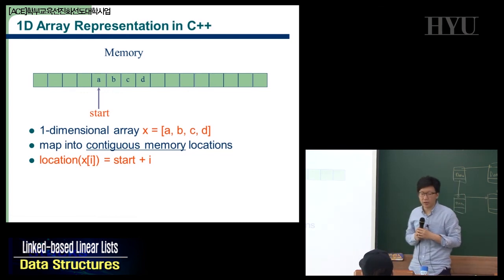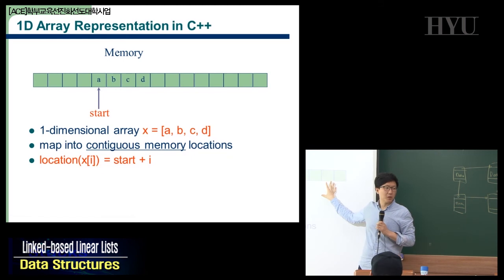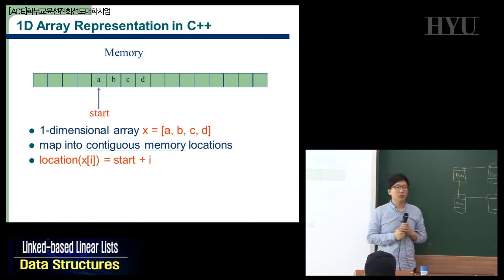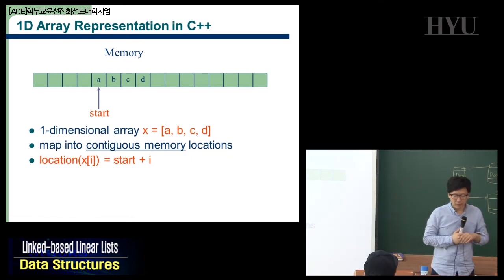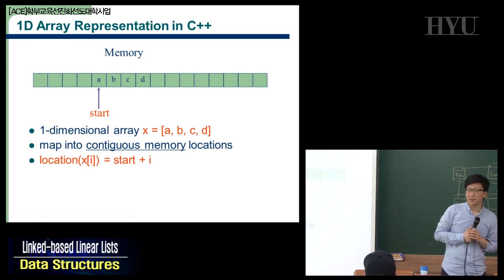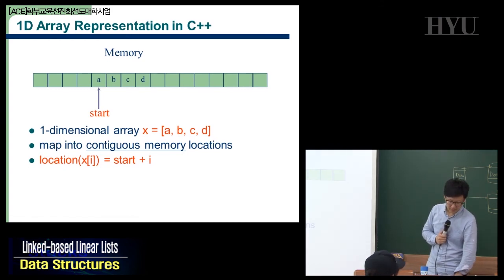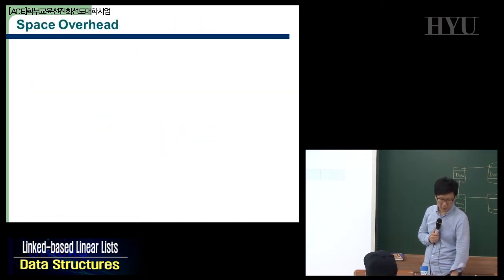And here it says array. When I specify the array, this portion, no gaps between, will be given to these variables. Location x1 is start plus I. I mean, if the start location of the address is 10, then the next one is 11, 12, 13. That's how you get the indexes. Very simple representation. Space overhead.